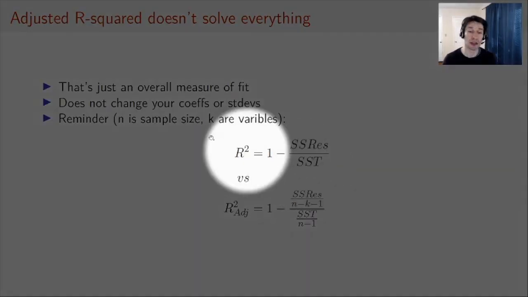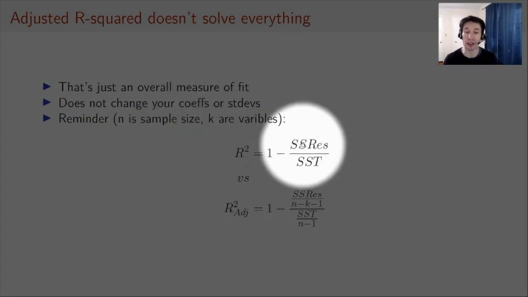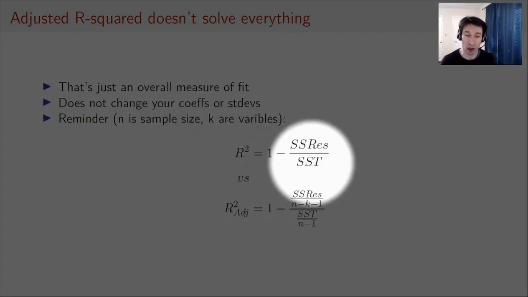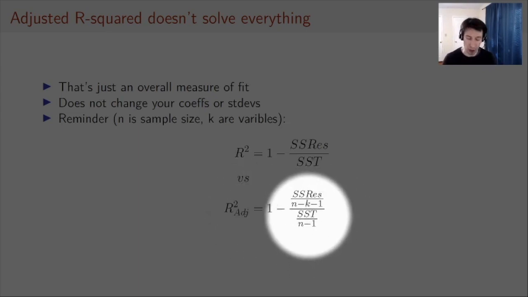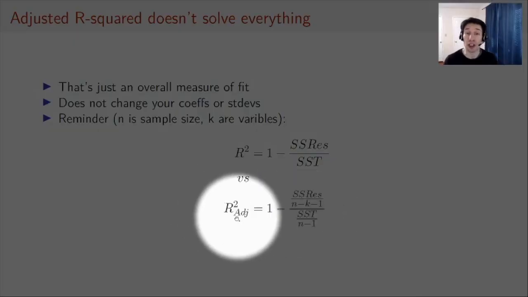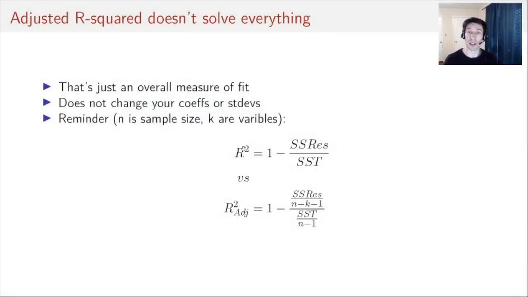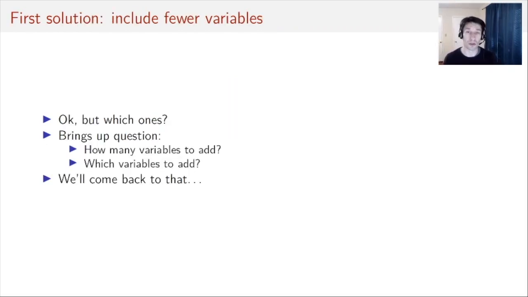As a reminder, if you don't remember, the R squared is the sum of squared regressions divided by the total sum of squares, and the adjusted one is the same thing, but with divisions by the degrees of freedom. So the adjusted R squared will always be smaller than the R squared, and what shrinks it is k, the number of variables in your model. And so the first solution to avoid the kitchen sink problem or overfitting is just to add fewer variables, right? Okay, and so this obviously brings up the questions of how many variables you want in total and which variables you want to put in. So that's a fairly obvious solution, and we'll come back to it in a second.